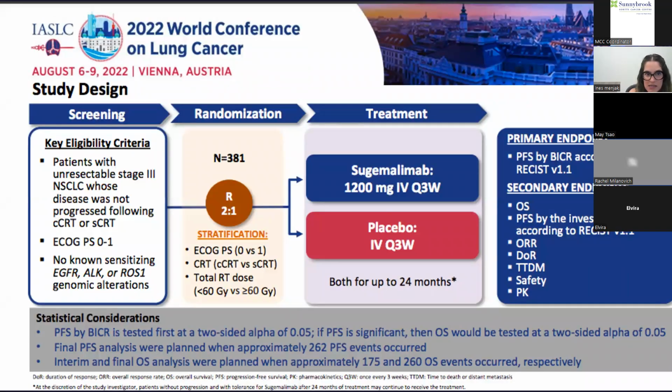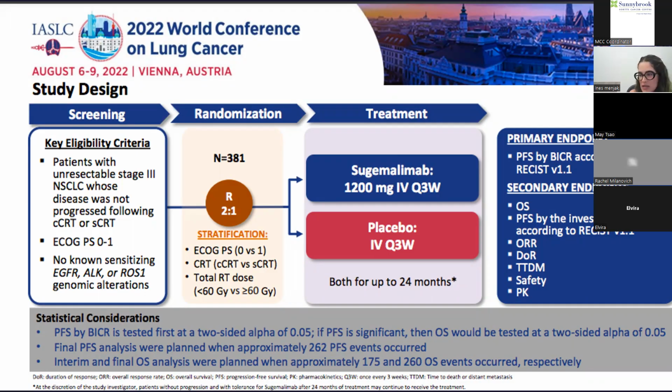The study design is a phase 3 trial in patients with unresectable stage 3 non-small cell lung cancer whose disease had not progressed following concurrent or sequential chemoradiation, ECOG 0 or 1, with no driver mutation. They were stratified to receive sugemalimab in one arm and placebo in the other. 381 patients were randomized. Sugemalimab was administered at 1,200 milligrams every 3 weeks, and placebo in the other arm, both for up to 24 months.